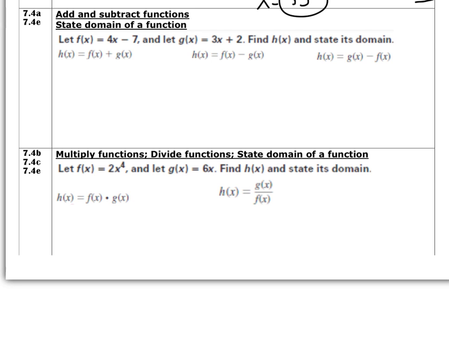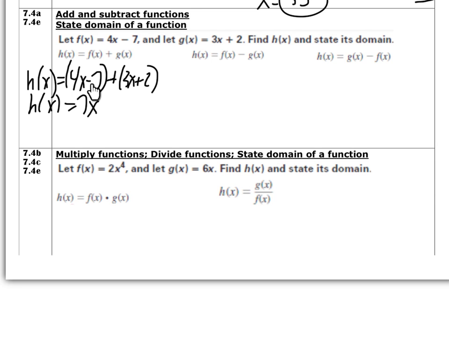So let's go ahead and do that. And they're going to call it h of x. It's just a label. So 4x minus 7, and then it's going to be plus 3x plus 2. All we have to do here is add the like terms together. So 4x plus 3x is 7x. Negative 7 plus a positive 2 is negative 5. This is our final answer.